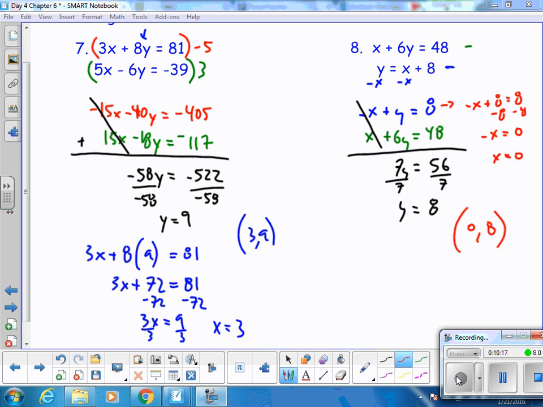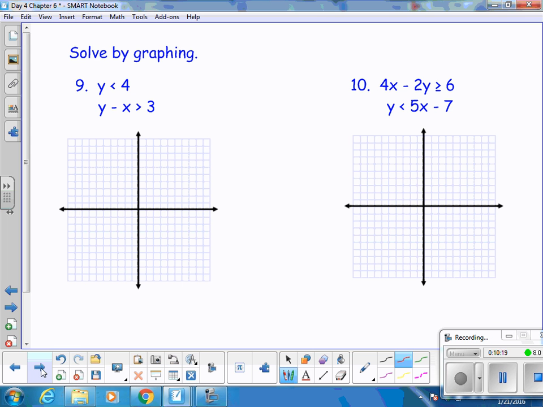Fun. Let's keep going. We're going to solve by graphing. We're starting to do now systems of inequalities. Let's go ahead and I'll do the first one with you here. You can press pause, work it out, and see how you did. Speed my video up a little bit. However you want to do this.